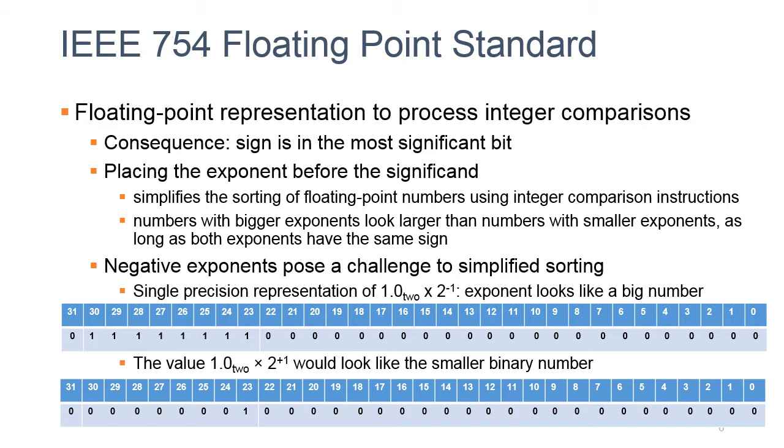For example, 1.0 times 2 to the power minus 1 would be represented in single precision as all zeros from bits 0 to 22, then all ones for bits 23 to 30, and 0 in bit 31 because 1.0 is a positive number. Remember that the leading one is implicit in the significand.